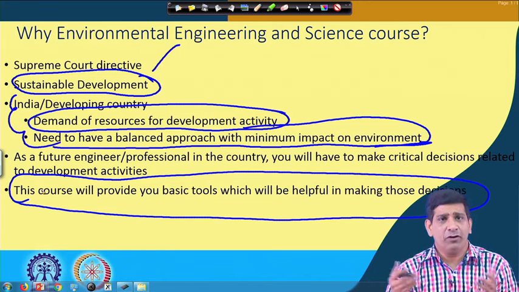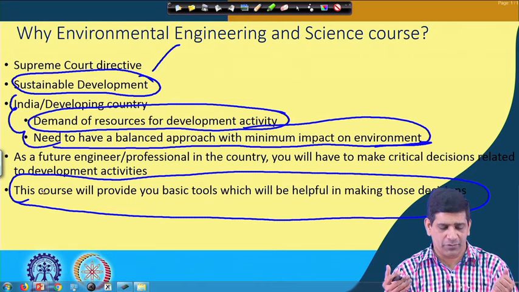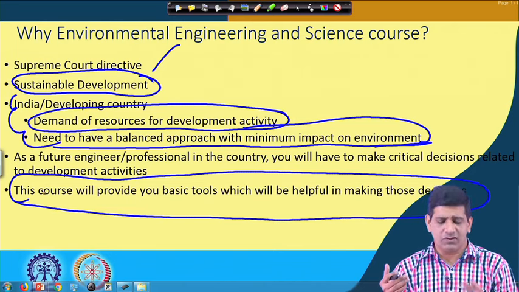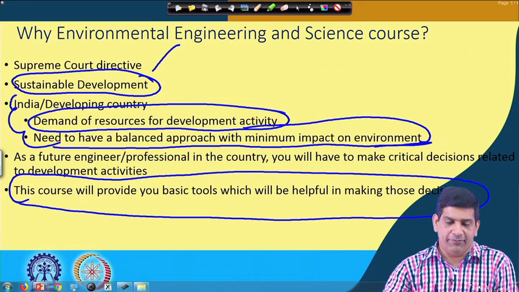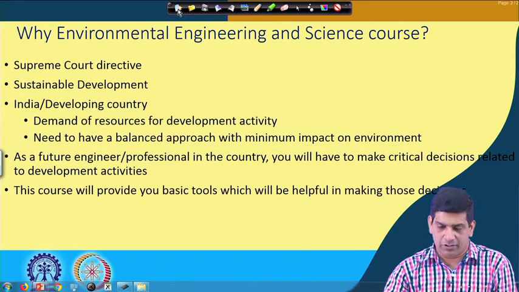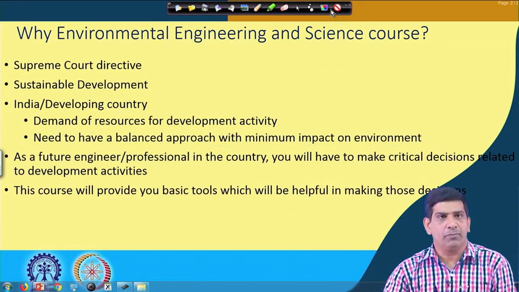But after your bachelor's degree, you can go for a master's in environmental science or environmental engineering. There are different environmental programs out there. But the goal of this course is to provide you some basic tools so that you can make informed decisions, so that it is better for the environment and it is better for the country. That is the whole purpose of this particular course.